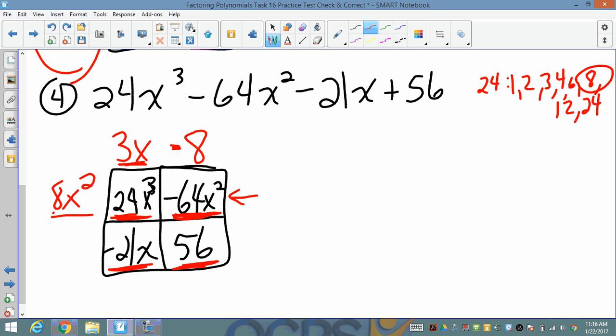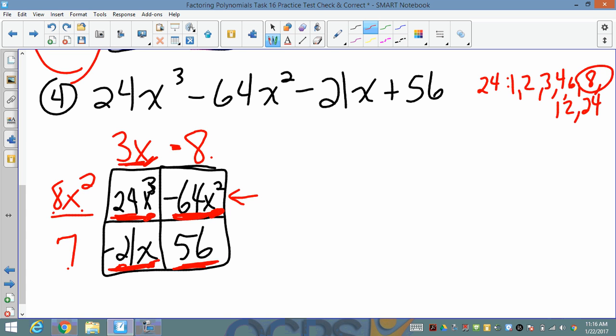Does 8 go into 56? Yes. And then to get my second row, if you're having trouble with your GCF, do 21 divided by 3 is 7. And does 7 go into 21? Yes. Does 7 go into 56? Yes. Let's do our re-multiply to check. So 8x squared times 3x is 24x cubed. 8x squared times negative 8 is negative 64x squared. 3x times 7 is 21x.